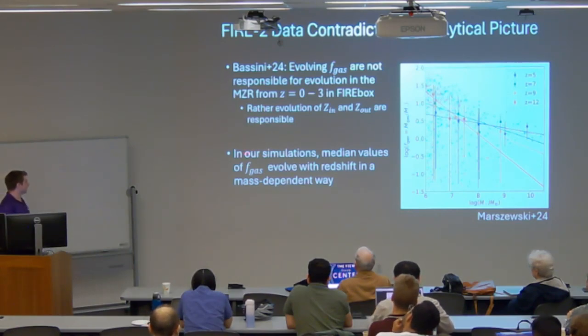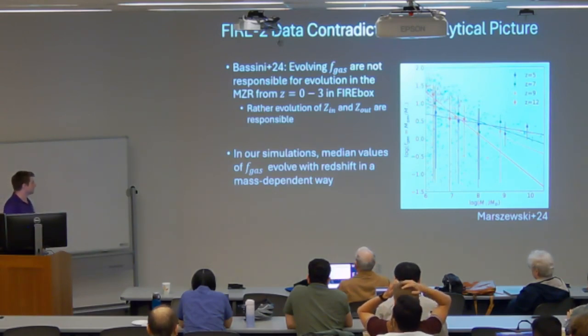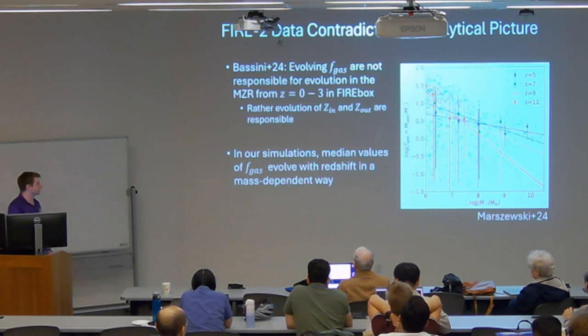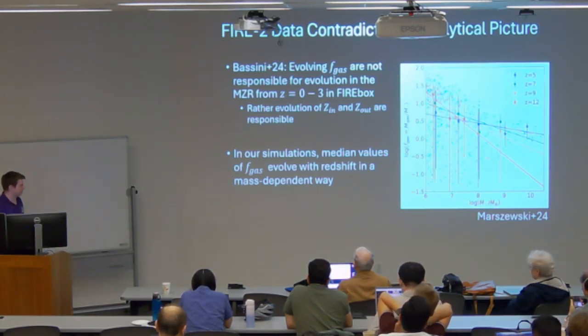And to add on to that, in our simulations at high redshift, what we found is that median values of F-gas do evolve with redshift, and they do so in a mass-dependent way, which is what's being shown on the panel on the right here. So we have log of F-gas plotted versus log of stellar mass. And what you see is this redshift evolution, which is mass-dependent in our simulations.